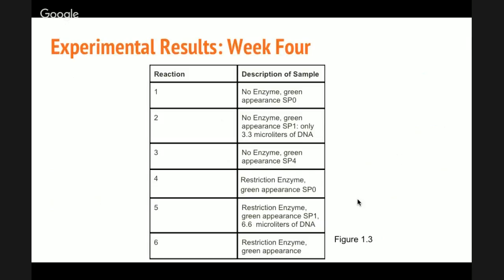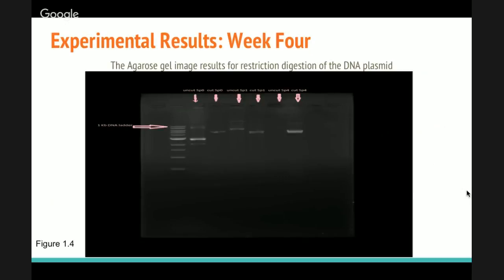We had to describe what the samples looked like. Basically, they all had the green appearance because of the gel dye, and that's mainly why they have the green color. And so here's the gel. We did this gel because we wanted to figure out what the uncut and cut versions of the mutant, wild type, and empty vector looked like. Based off this data, we would be able to further our experimentation.